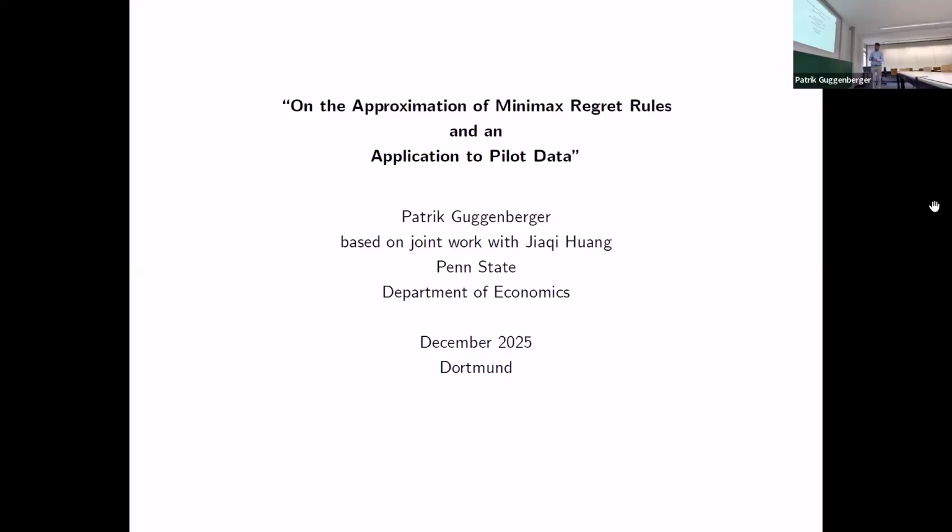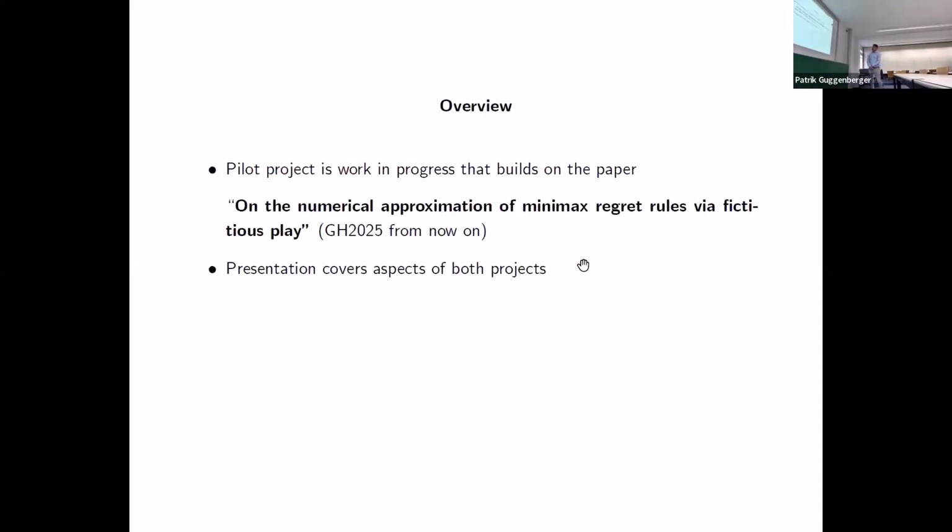And the work is co-authored with a very talented graduate student, Jiaqi Huang, who is a third-year student by now at Penn State. All right. There are 2 papers on the approximation of minimax regret rules, and then there's a paper about pilot data. And the pilot project is still work in progress and builds on the first paper. So I'll refer to the first paper as GH25.